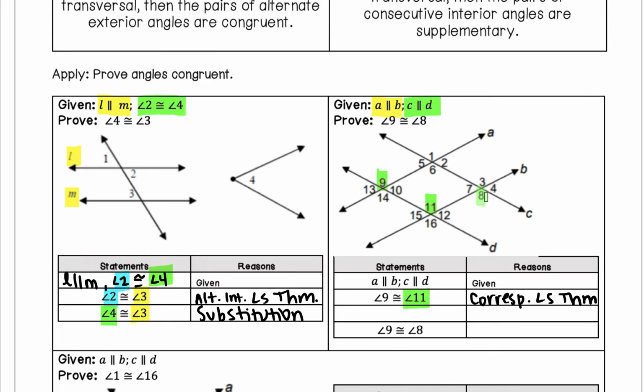So if I focus instead of on 9 and 11 and I just focus on 8 and 11, you can see that those two are both inside the lines C and D, and they are going on alternate sides of the transversal B.